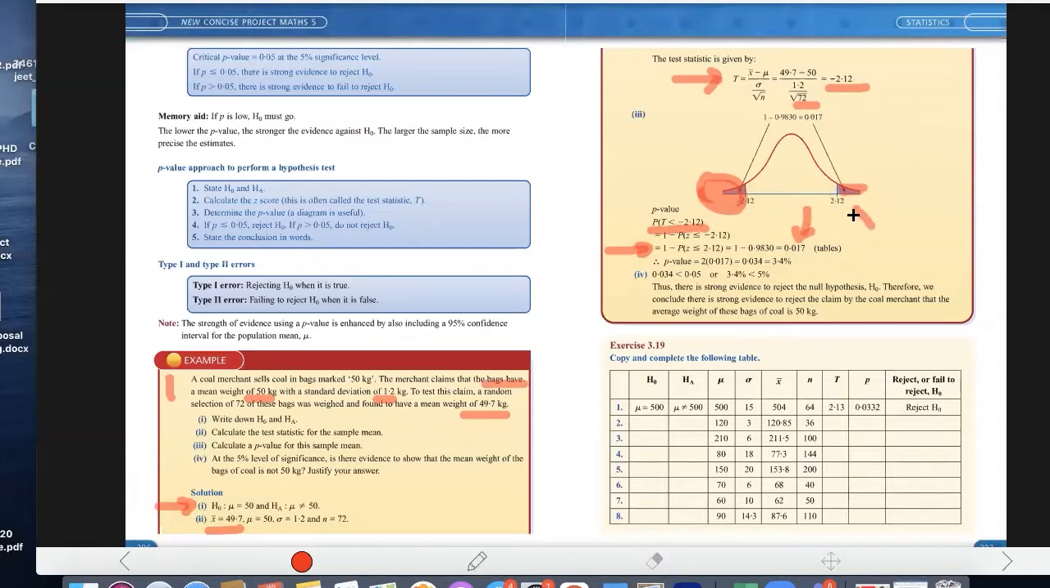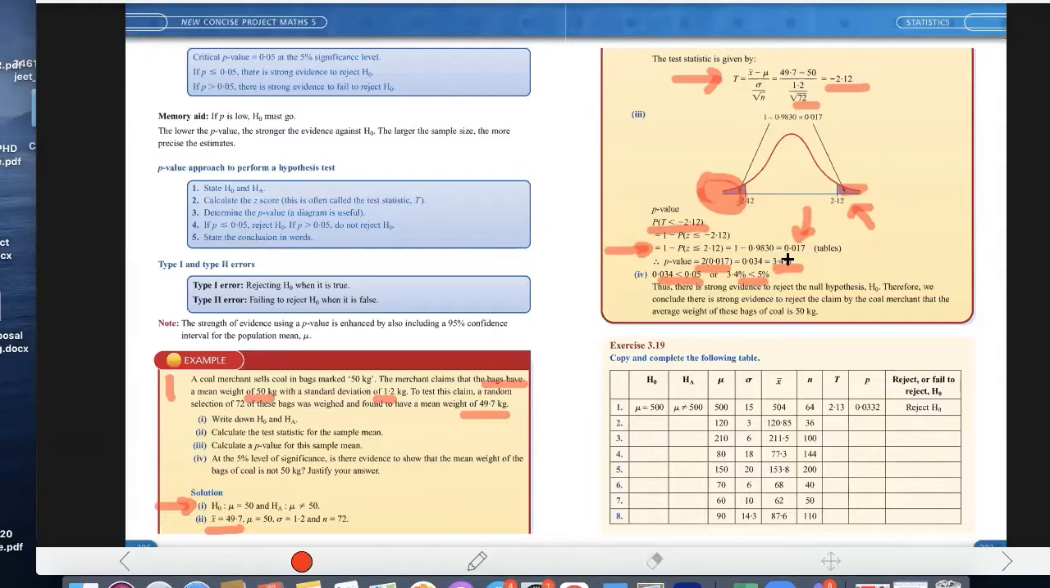But that's only 2.5%, and you're going to compare it to 5. So that's why you multiply the p-value by 2 and you're getting 3.4%. You're saying 3.4% is less than 5%, so therefore you're going to reject H0. So that's the normal way that it's done in the Leaving Cert books.